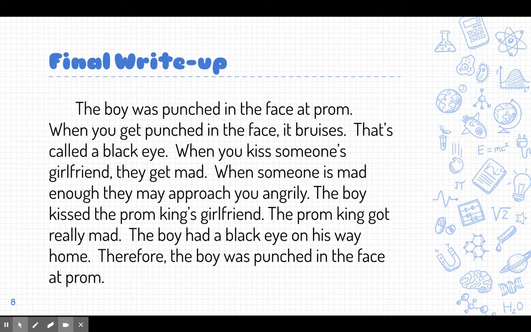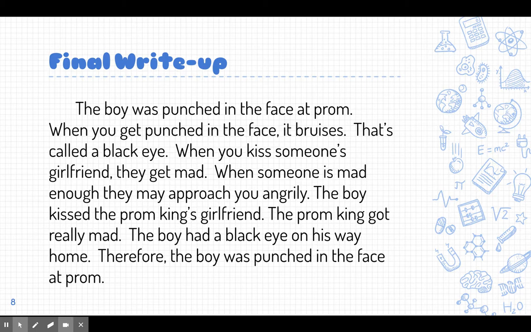So as your final write-up, you state your claim: the boy was punched in the face at prom. You give your evidence. When you get punched in the face, it bruises. That's called a black eye. When you kiss someone else's girlfriend, they get mad. When someone is mad enough, they may approach you angrily.